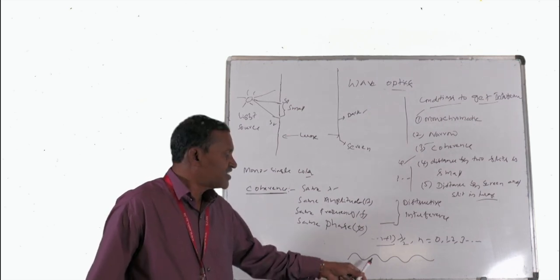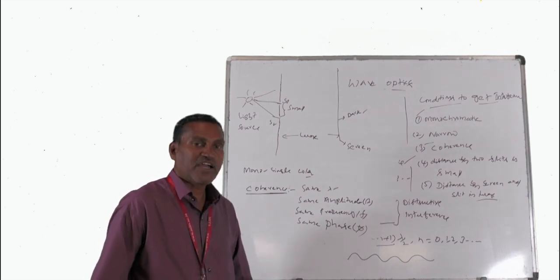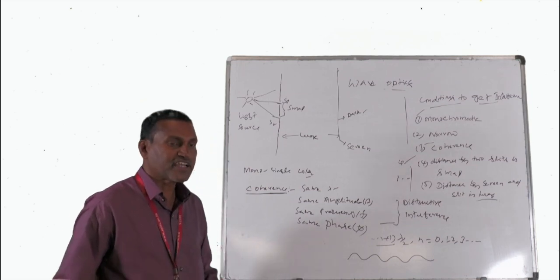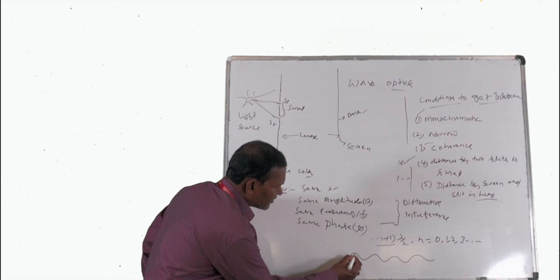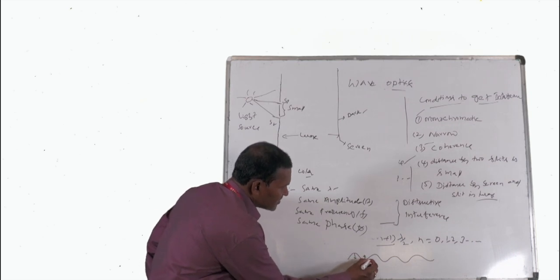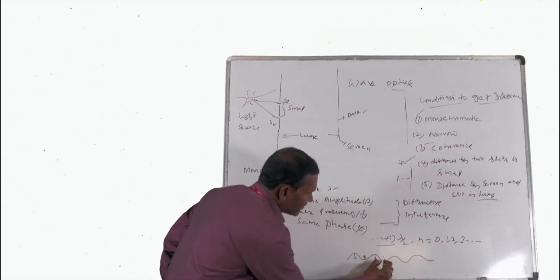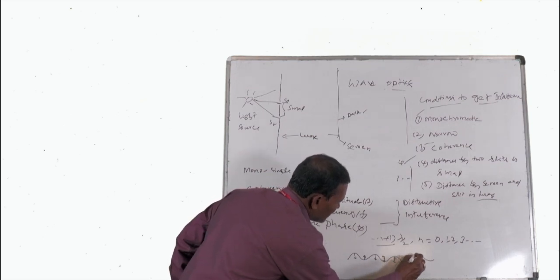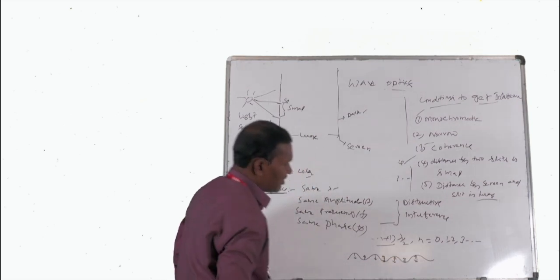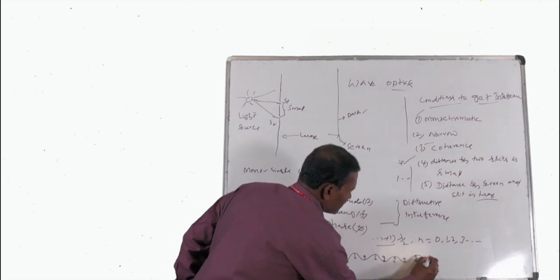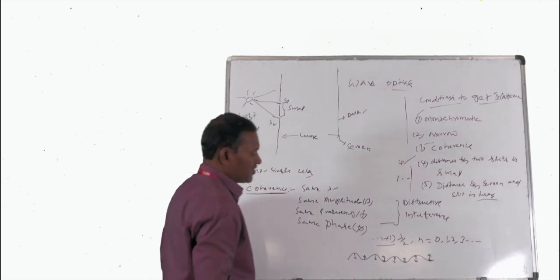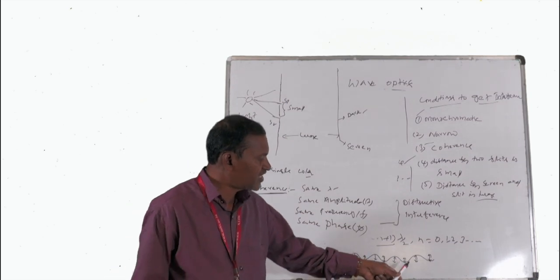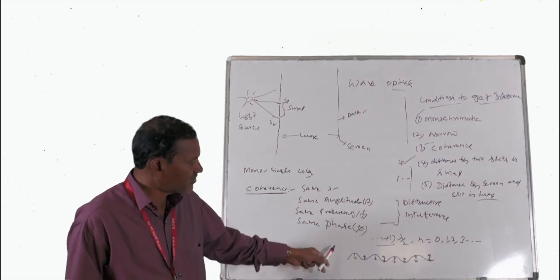Then we can define what the amplitude is. Amplitude means the maximum displacement. The maximum displacement of the particle is called the amplitude. For example, this is the amplitude. We can see these are the amplitudes very clearly. So the maximum displacement of the particle is called amplitude.